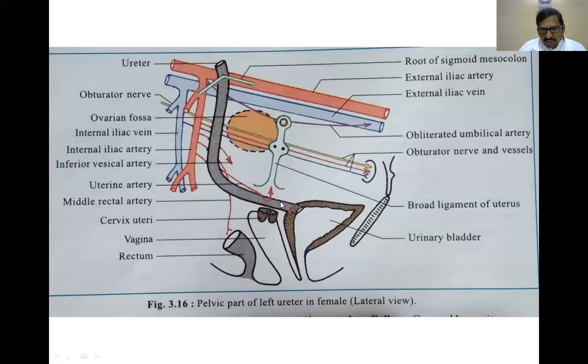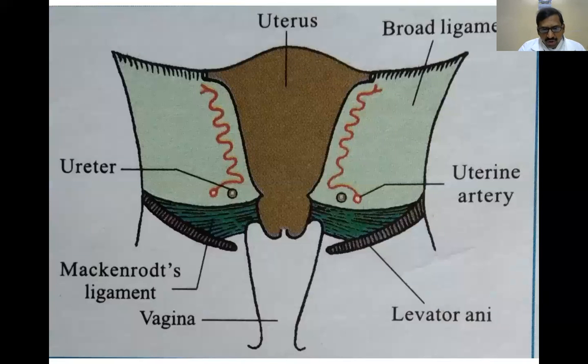And then this is the horizontal part. The horizontal part of the ureter is also very important during hysterectomy because this is the area where it is closely related to the uterine artery, the broad ligament of the uterus, and below, Reckenrod's ligament.